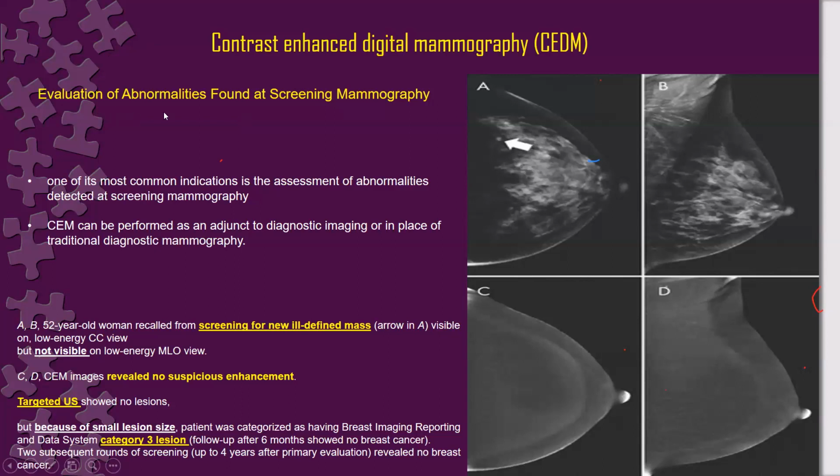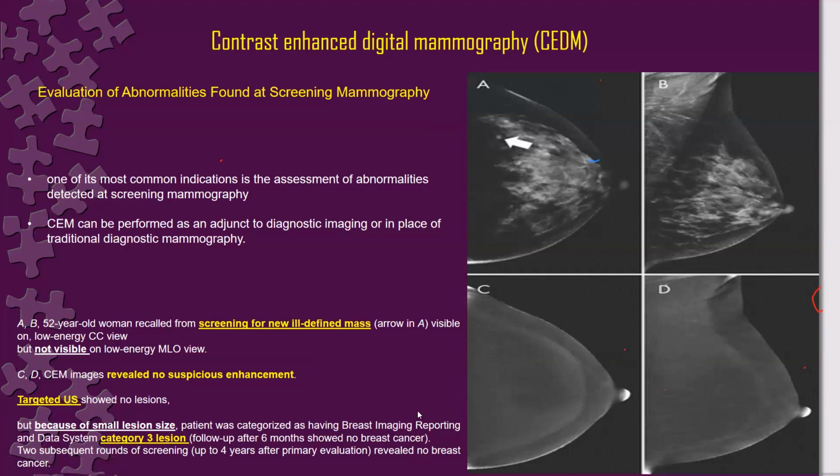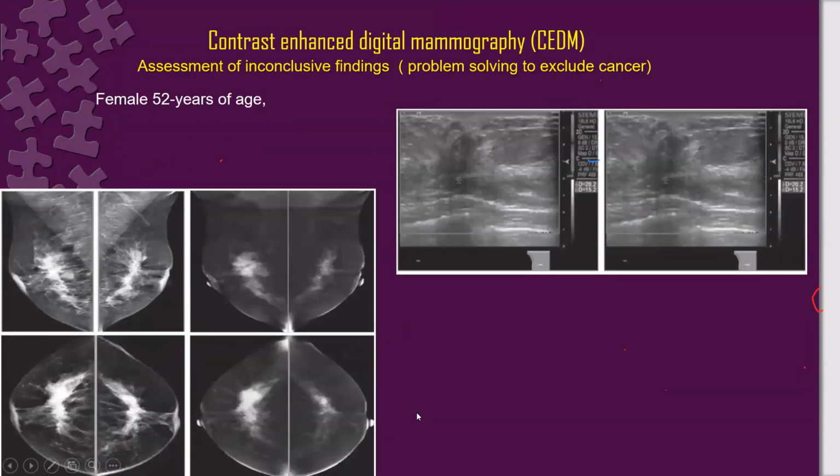And also it is helpful to evaluate equivocal findings detected on screening mammography, as in this case, a single view asymmetry, where the contrast study performed demonstrates no abnormal enhancement. So it is expected to be no cancer, but because it was small, they gave it BI-RADS 3 and followed it for 4 years, but there was no cancer.